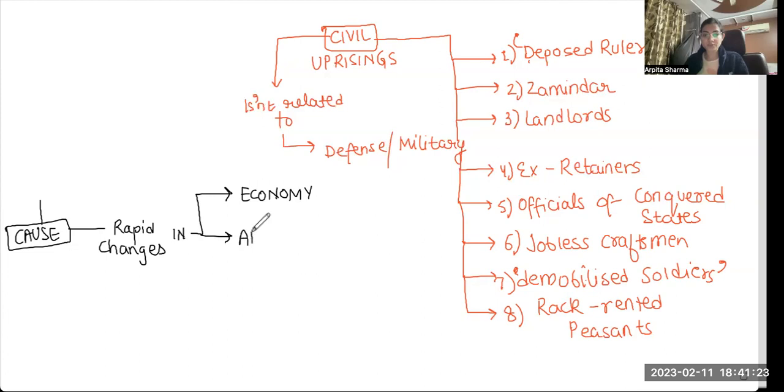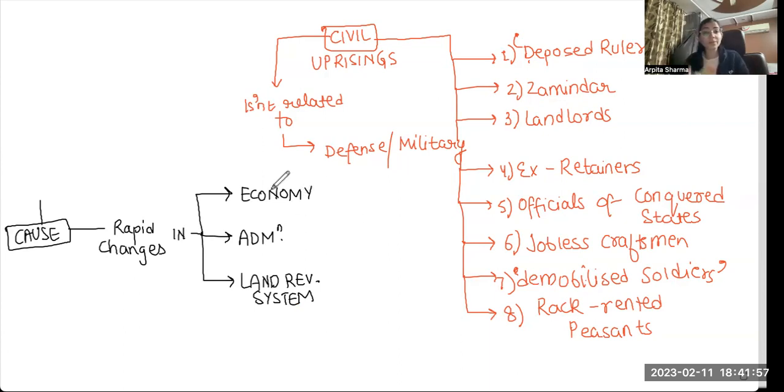Second, administration. And third, land revenue system. These were the three major causes of the civil uprisings: rapid changes in economy, administration, and land revenue system. The example of changes in land revenue system would be zamindari, ryotwari, mahalwari. People were not able to adapt to those different kinds of settlement systems. Rapidly the Britishers were changing the land revenue system.